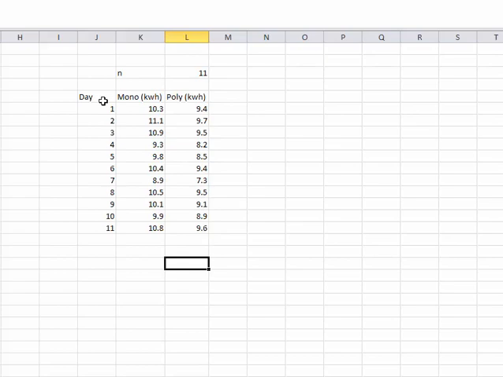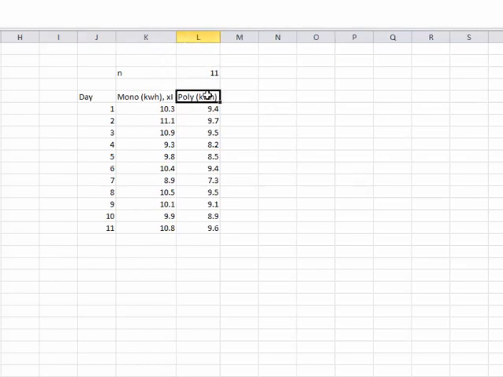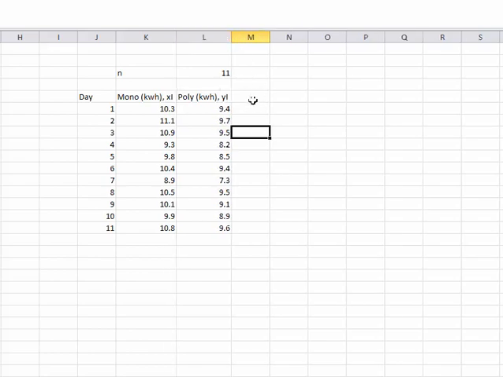So the first thing we need to do is compute di, which is essentially our xi. So what I want to do is denote this as xi. And this, our poly, remember we called yi. And our di here is just the difference between the two. So we're just going to subtract x sub i minus y sub i, and we're going to carry it all the way down.